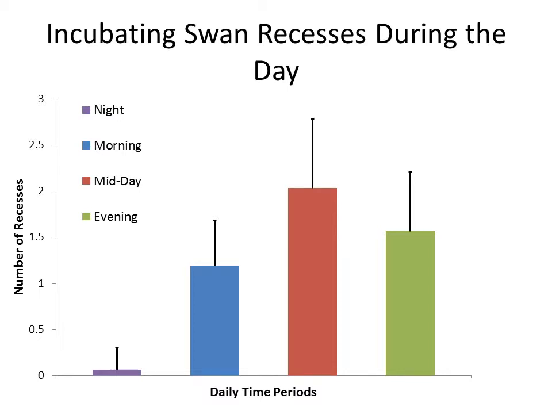And produce some graphs to make it a bit more visual. Here we see that the nighttime recesses were very few, at 0.09, the mean number for this one nest, and then the number of morning recesses being just under 1.2, the midday recesses being 2, and the afternoon recesses being just over 1.5. What this shows is that the birds take about one recess in the morning and then take several in the afternoon and the evening.